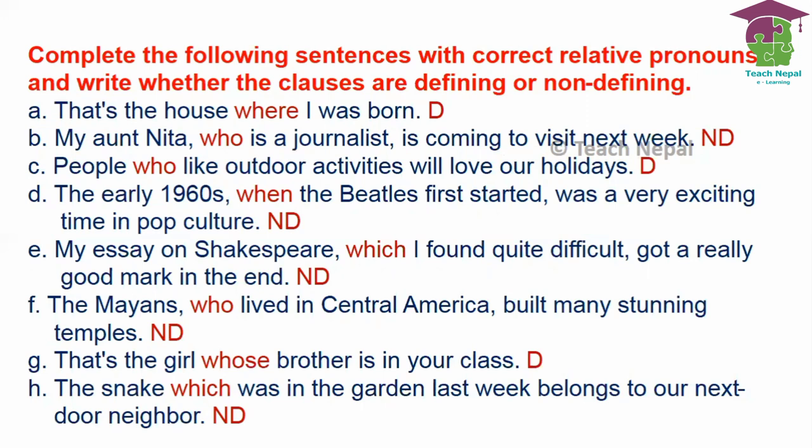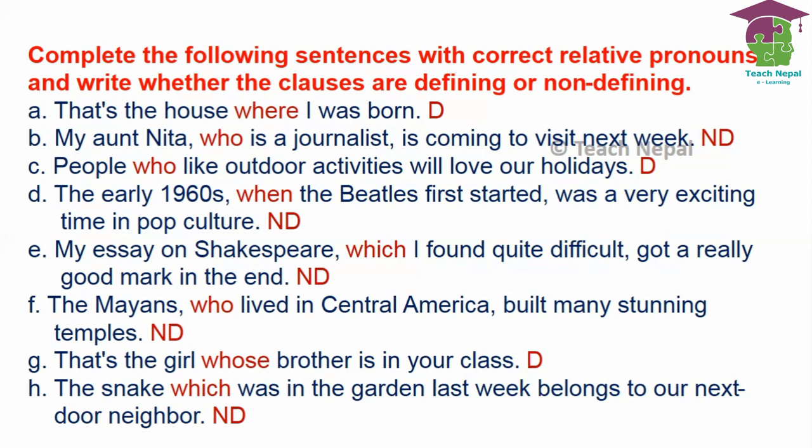You have to find out whether these are defining or non-defining relative clauses. We have given you the answers here after the questions. The first one, this is the house where I was born. This is defining relative clause. Number B, my aunt Nita, who is a journalist, is coming to visit next week. This is non-defining relative clause. Number C, people who like outdoor activities will love our holidays. This is again defining relative clause, right?